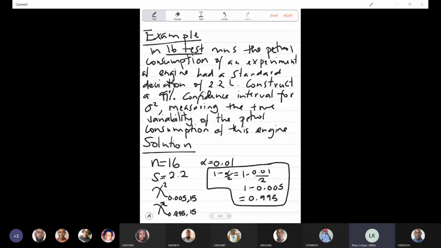So what we do now is we go to our chi-square table. So I'm going to try, let me see if I can get the chi-square table and show you guys how we do that.